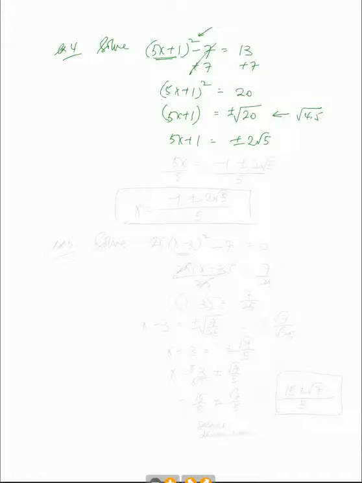Okay, so let's finish the story. Now my job is to look for x. So what I'm going to do next is bring the 1 over. So it's minus 1 plus or minus 2 radical 5. And then the next step is to divide throughout by 5. So my final answer to this question is minus 1 plus or minus 2 radical 5, all over 5.